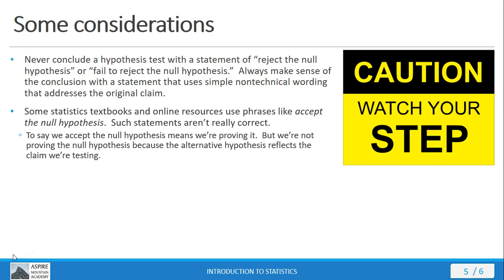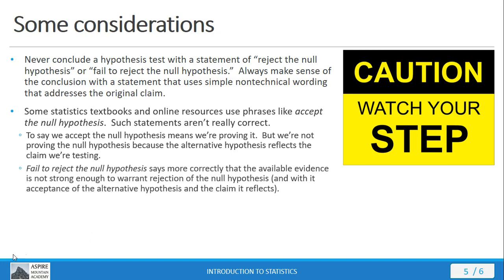Our methodology assumes already from the start that the null hypothesis is true. So we're not trying to prove anything with it. We're just trying to see if we have enough evidence to reject it. And if we don't, then we just fail to reject it. That's all we're doing. Fail to reject the null hypothesis is much more correct than accept the null hypothesis, because fail to reject the null hypothesis says the available evidence is not strong enough to reject the null hypothesis. And that's really what we're doing. So we're based on the assumption that the null hypothesis is already true, and we're proceeding with that assumption in mind.